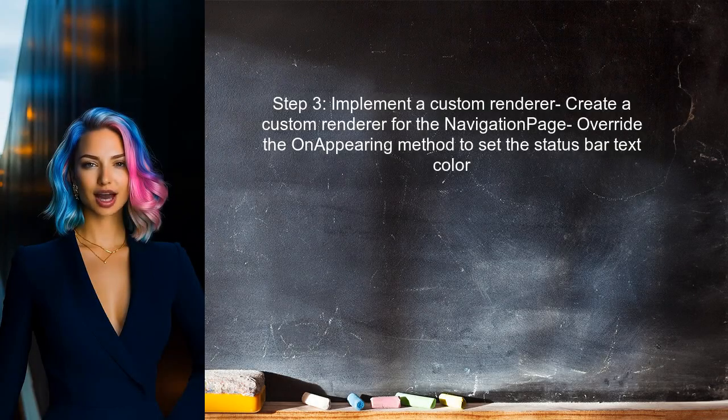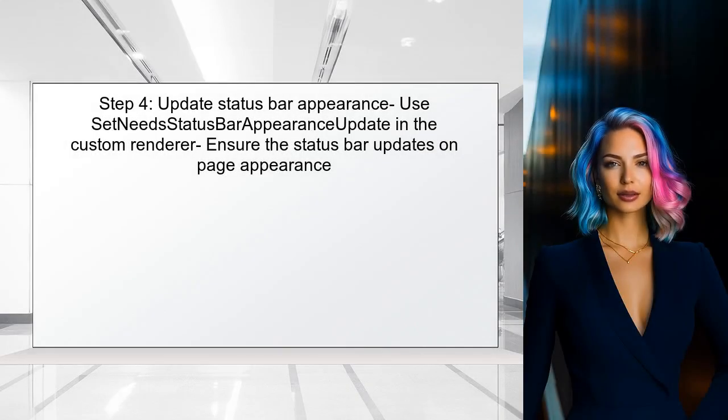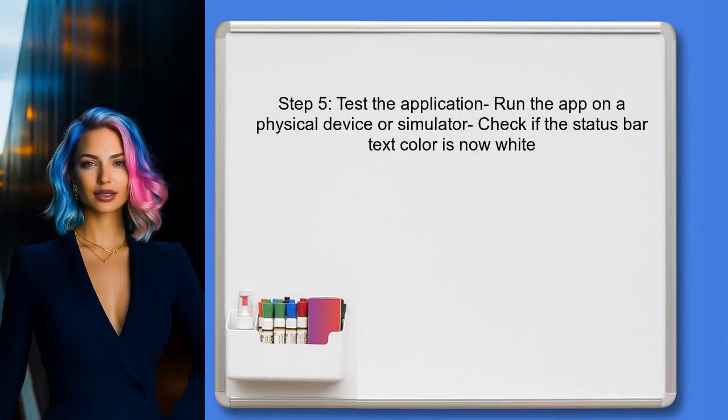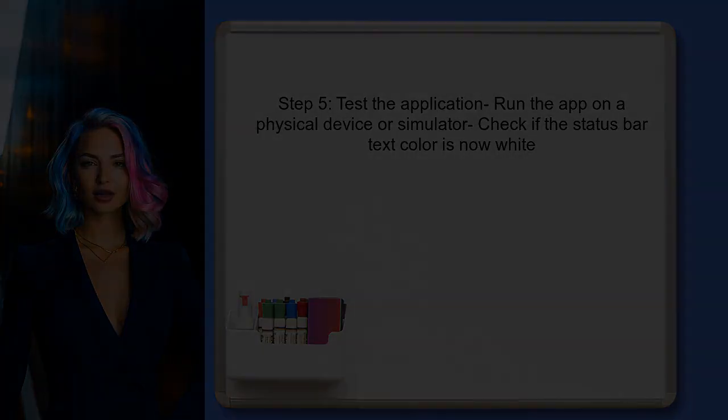After confirming these settings, the user should implement a custom renderer for the navigation page. This renderer will allow them to set the status bar text color programmatically. In the custom renderer, the user can use the method SetNeedsStatusBarAppearanceUpdate to apply the changes. This will ensure that the status bar updates its appearance when the page appears. Finally, the user should test the application on a physical device or simulator to see if the status bar text color has changed to white. This step is crucial to confirm that the changes have taken effect.